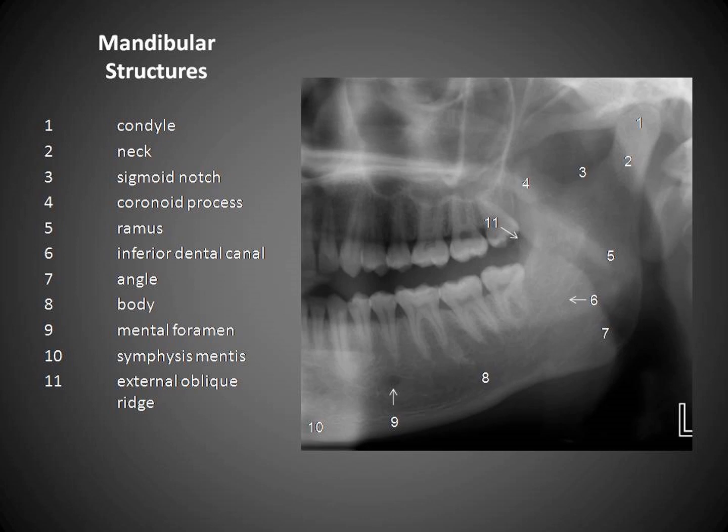Right. Now, let's look in detail at the mandibular structures. This is a picture that I've borrowed from the internet. You're able to see, like we told you, the condyle, the neck, sigmoid notch, coronoid process, ramus, inferior dental canal, that is your mandibular canal, angle of the mandible, body of the mandible, mental foramen, symphysis menti, and the external oblique ridge.